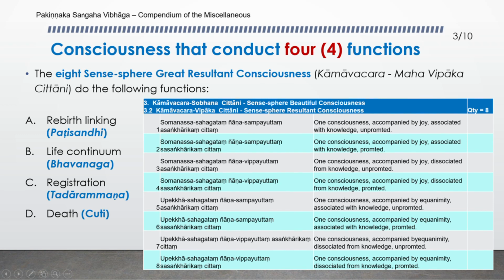The 8 sense sphere, great resultant consciousness, do the following function. Okay, this is another group. These 8 of them in the sense sphere, resultant consciousness will do rebirth linking, life continuum, realization, death. Okay, so remember this figure, 8 of them, the resultant consciousness.